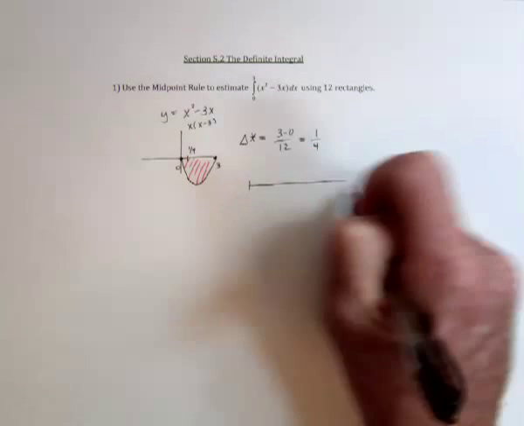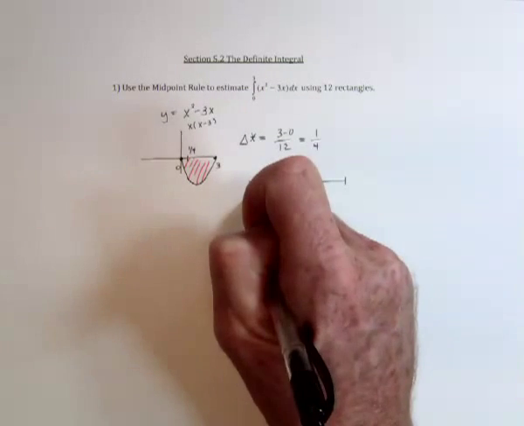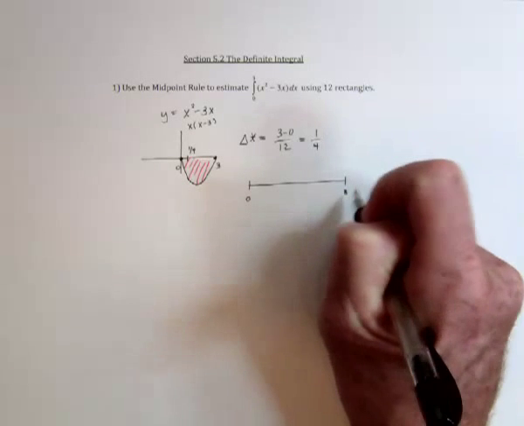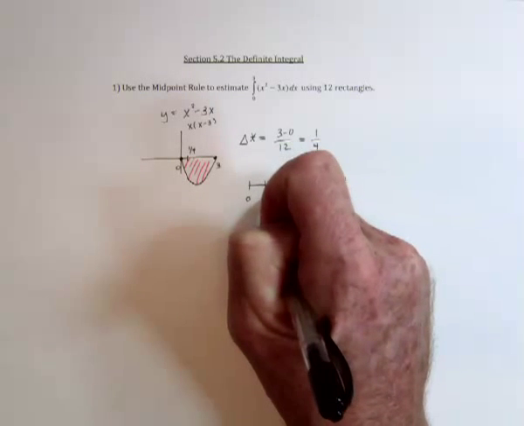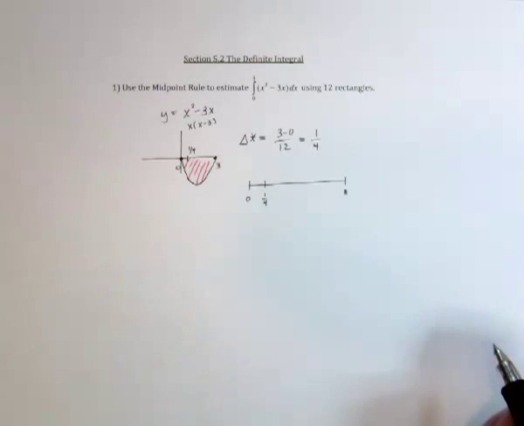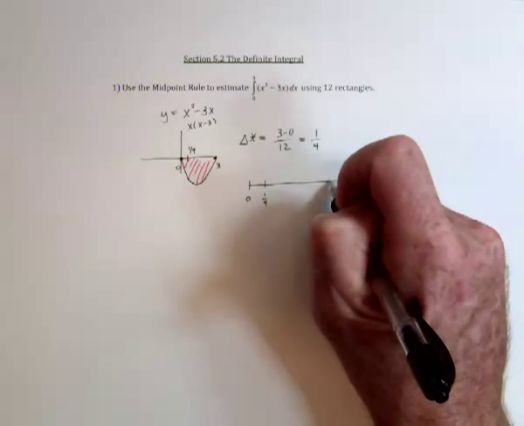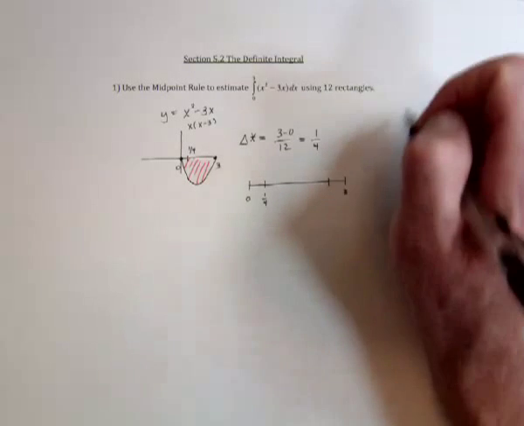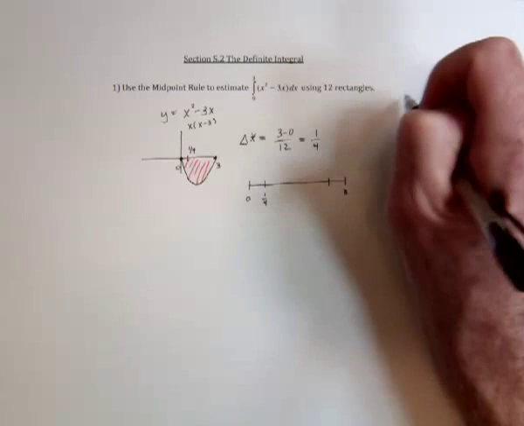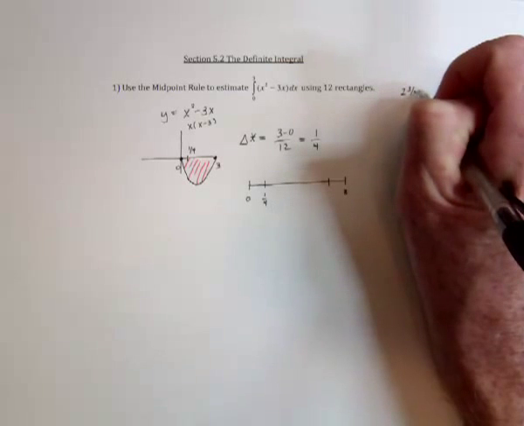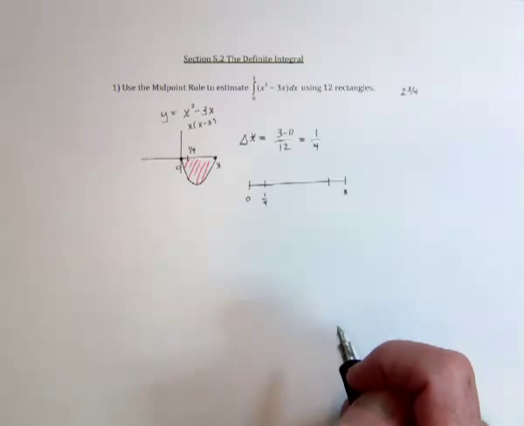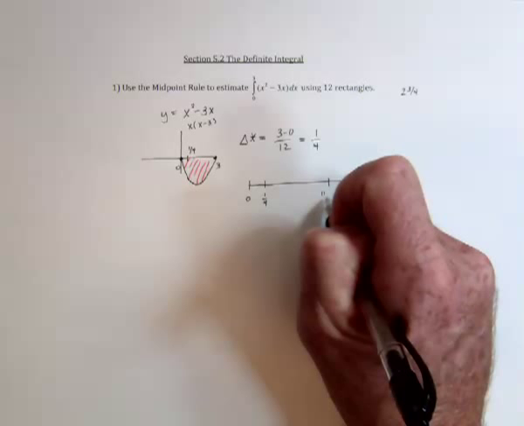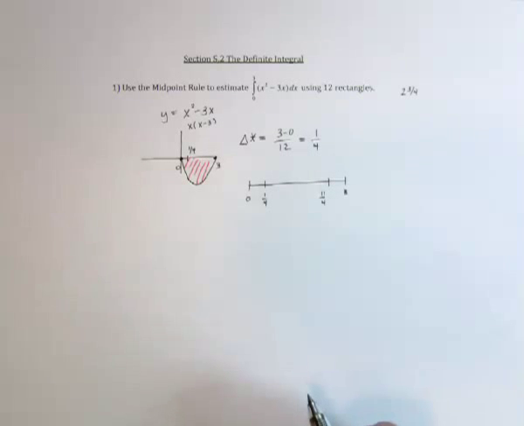So I just work with the interval from 0 to 3. So this would go to 1/4. And the very last rectangle would go from, let's see, it would have to be a quarter less than 3, which is 2 3/4, which is 11/4.